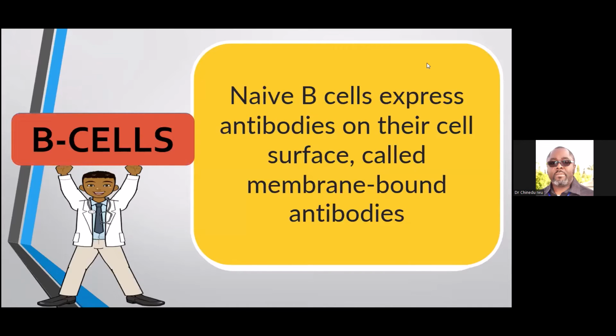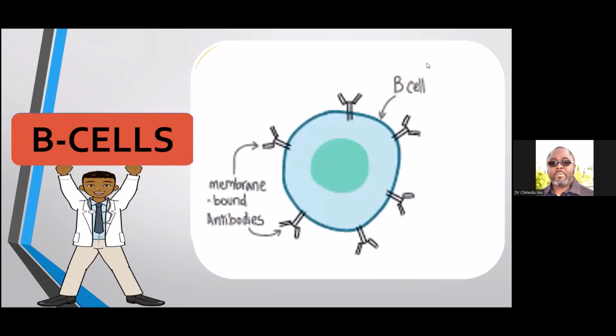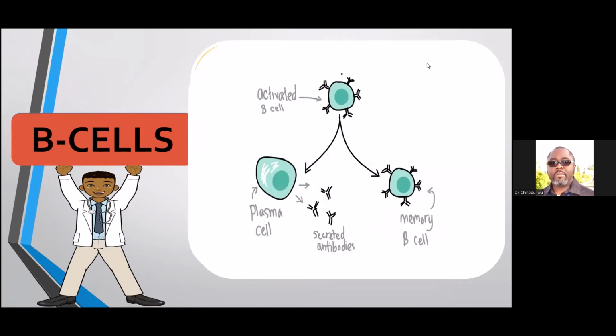Now, the naive B cells express antibodies. This is an example of the B cell and its membrane-bound antibodies. Also, you can see the B cell, when it's activated, divides into the plasma cell, which secretes antibodies, and also into the memory cell.